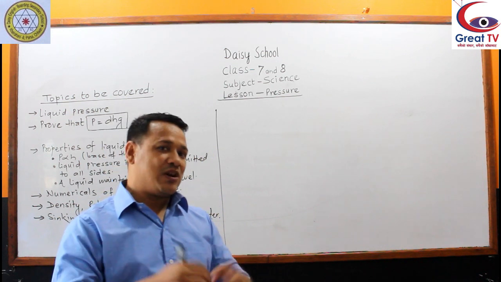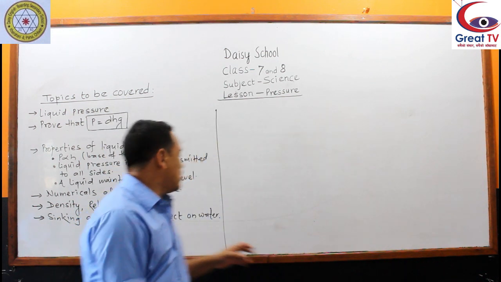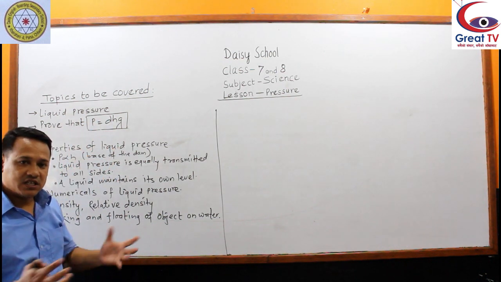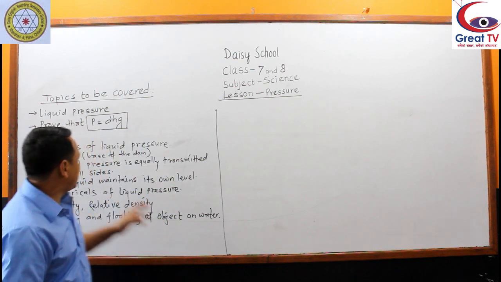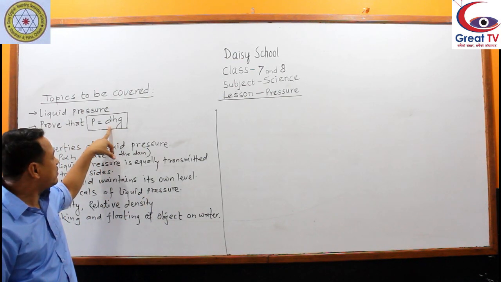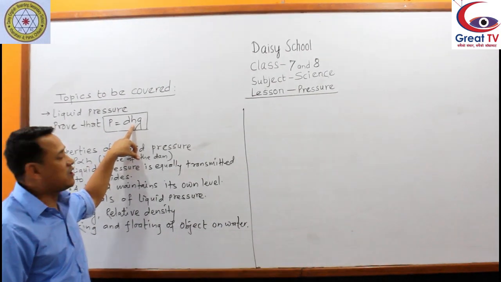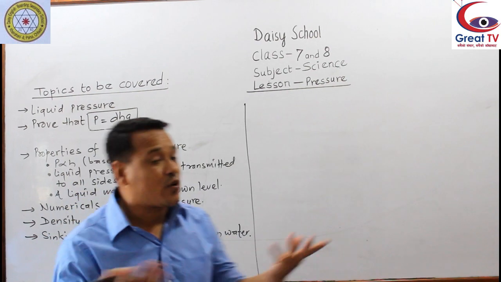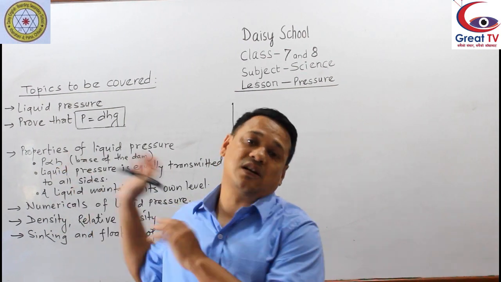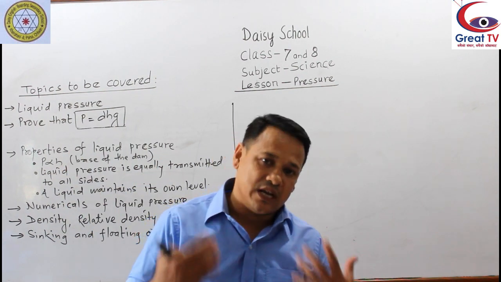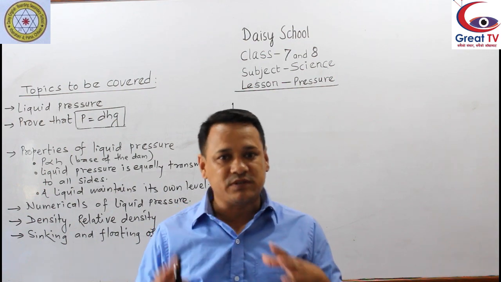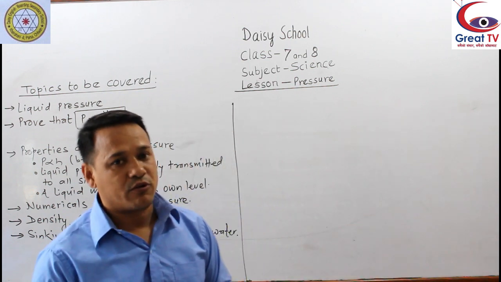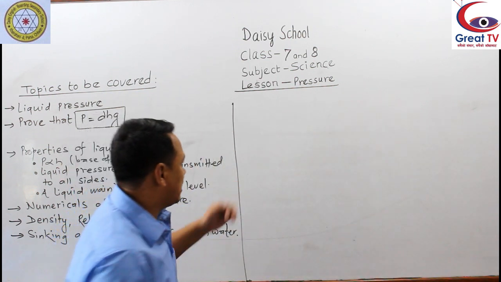To calculate the liquid pressure, we use the relation P equals d h g, where d means the density of the liquid, h means the depth or height of the liquid, and g means acceleration due to gravity. In exams it is frequently asked: prove that P equals d h g. So now we are going to prove the relation P equals d h g. Okay, look here.